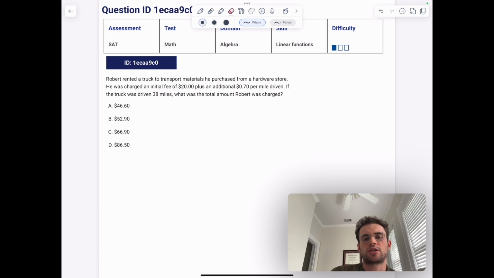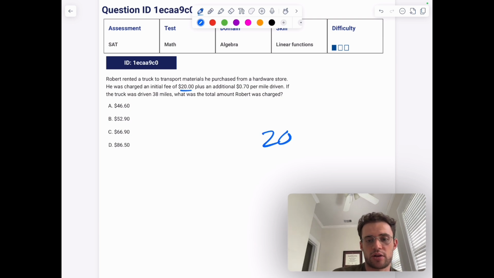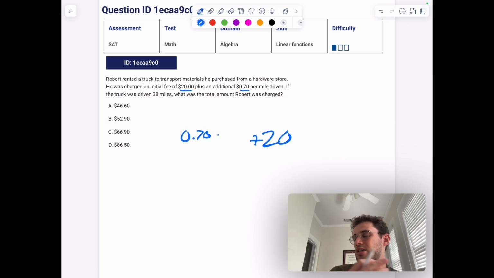Robert rented a truck to transport materials he purchased from a hardware store. He was charged an initial fee of $20, so no matter how many miles he drives, it's going to be $20, plus an additional 70 cents per mile driven. So each mile you drive, you pay 70 cents. You multiply that by the number of miles, we call that times m. If the truck was driven 38 miles, what was the total amount Robert was charged?